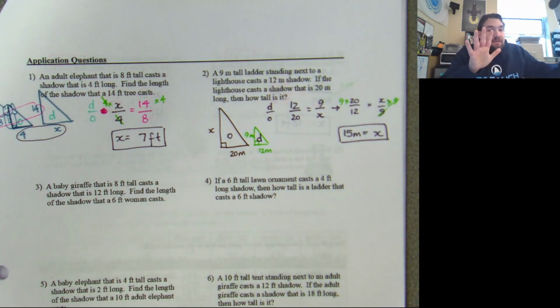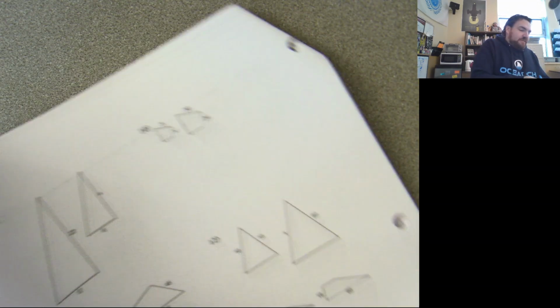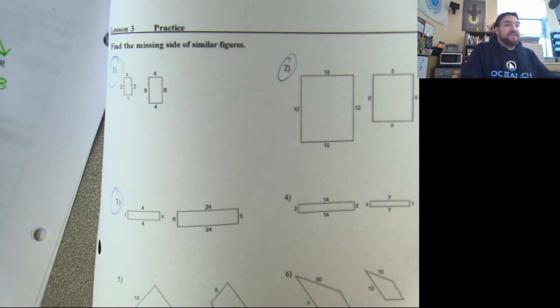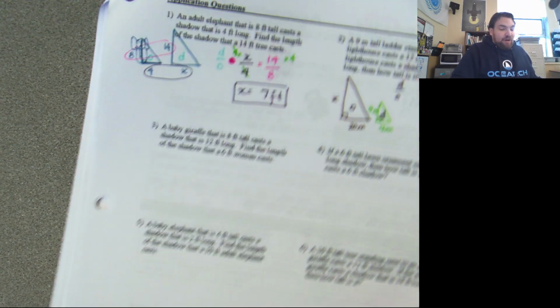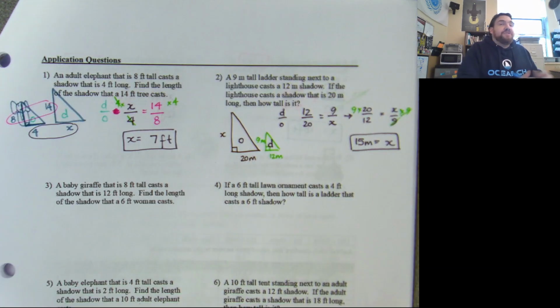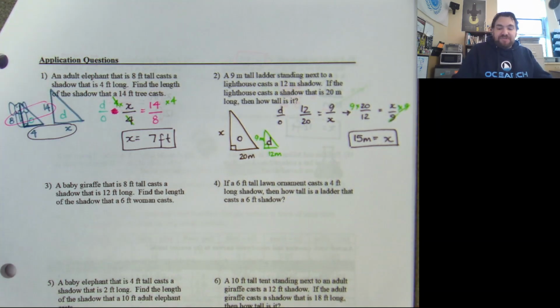Mrs. Reed was in for me yesterday. She went over the find the scale factor questions, the find the missing side questions, and here are some word problems using similar triangles. Solve those kinds of questions. Does anyone have any comments, questions, or concerns from any of the work that was assigned yesterday?